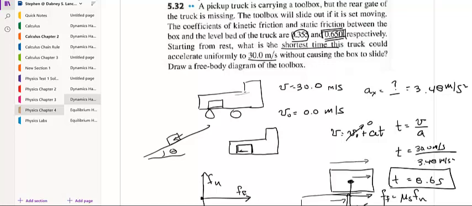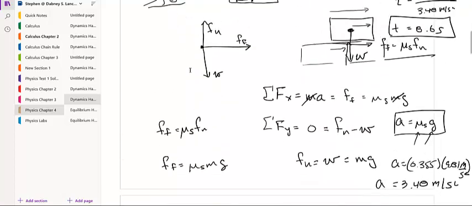So if we took less time than 8.6 seconds, then our acceleration will be greater than 3.48 meters per second squared. And as a consequence, this thing would start to slide. As I said, once it starts to slide at that given acceleration, then it's going to keep sliding and it'll go off the end of the truck.